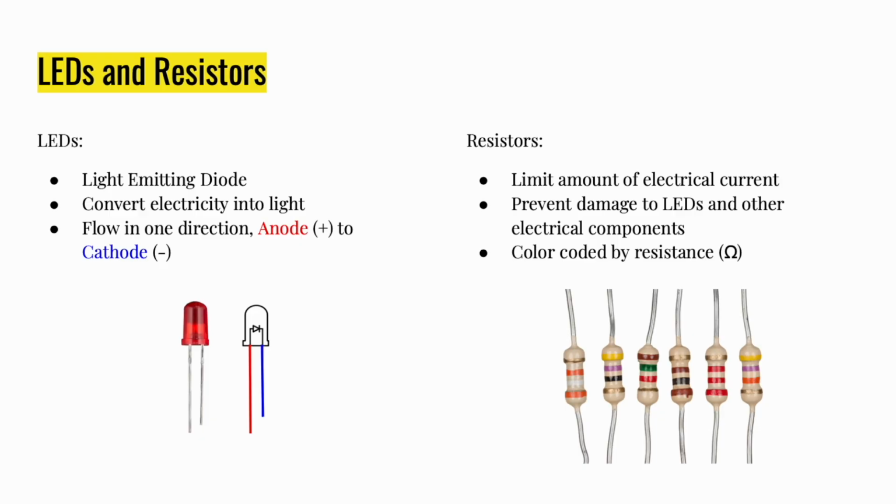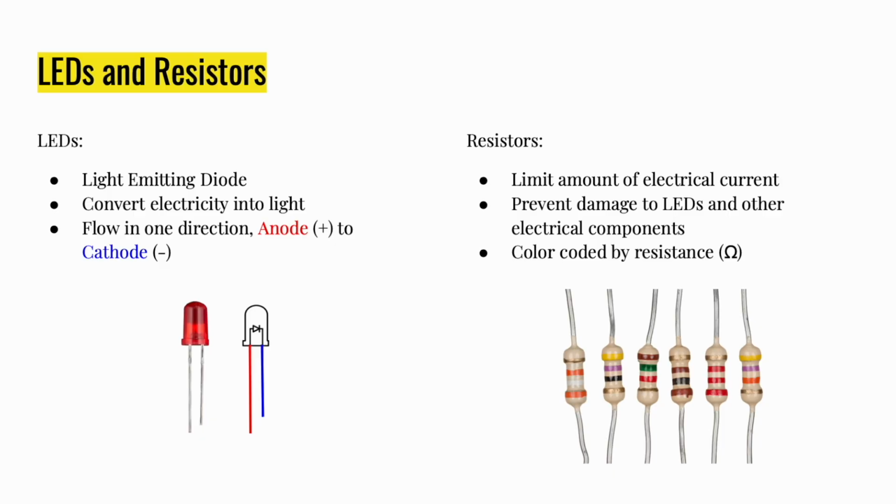Starting off with LEDs. LED stands for light emitting diode, and what they do is convert electricity into light. This electricity flows in one direction from the anode of the LED to its cathode. The anode is a positive leg, labeled red in this picture, and it is a longer leg, which connects to the power source. The cathode is the negative leg and connects to the ground.